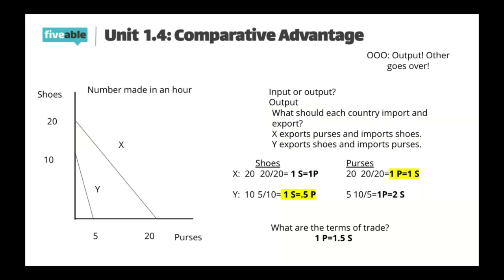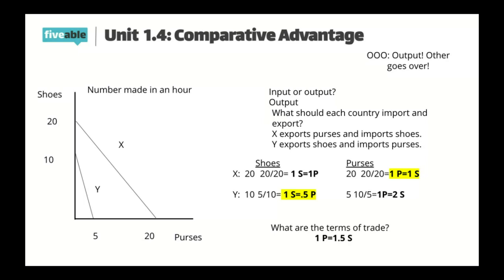For purses, we have country X, where one purse equals one shoe. But if you look at country Y, even though it's making fewer purses, one purse is going to equal 2 shoes because it's 10 over 5, 10 shoes over 5 purses. So to produce one purse, country Y has to give up 2 shoes. So in this circumstance, country X not only has the absolute advantage of having 20 purses produced, they also have the comparative advantage because for their purse they are only giving up a shoe, whereas country Y is giving up 2 shoes.